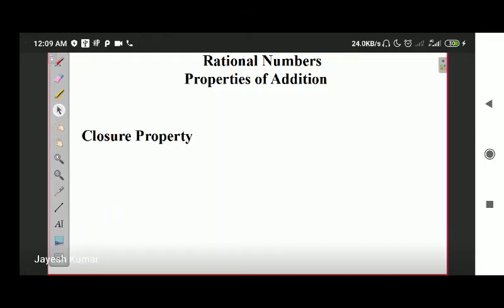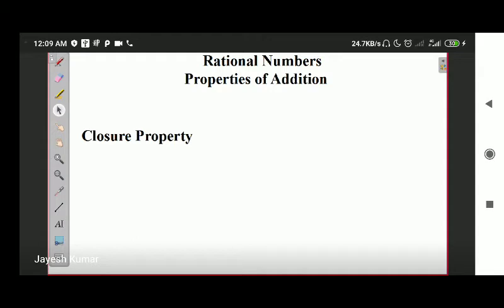Okay, we are going to start with rational numbers once again. Yesterday, in the earlier classes, we discussed how to add rational numbers. We discussed the definition of a rational number. Once again I am repeating, a rational number is a number which can be represented in the form of p by q, where p and q are both integers and q is not equal to 0.